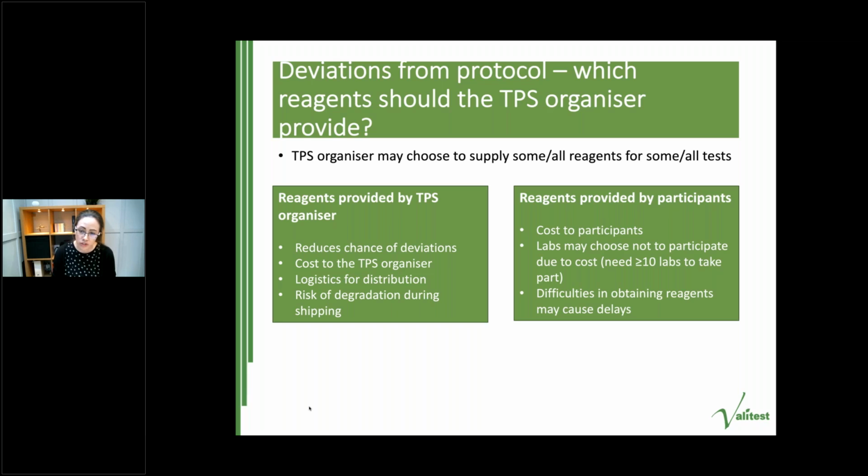But we need at least 10 labs. For the subsequent analysis, we want at least 10 labs to have taken part. So if the cost to the participants is so high that the labs choose not to take part, then that could be a problem. And also, if we have labs participating in lots of different countries, some of them might have difficulties obtaining certain reagents, and that might cause delays to the TPS timescales. So you might need to take account for that when you're planning the timeline for the TPS.